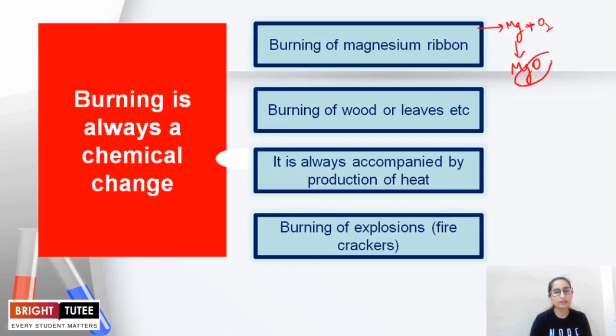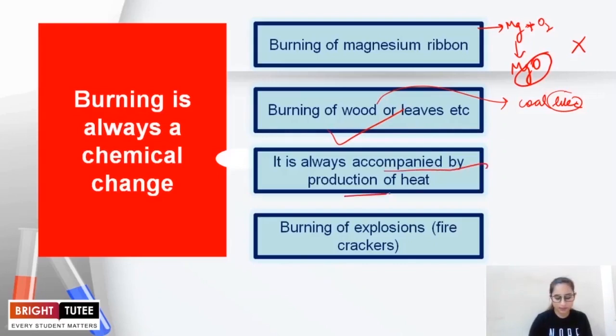Can you obtain magnesium back from magnesium oxide? No, you cannot. It can never be obtained. So burning of magnesium is a chemical change. Then burning of wood or leaves. When you burn wood, it turns into a coal-like substance, right? You cannot obtain the wood back from the coal, and you cannot obtain the leaves back from the burnt leaves. So burning of wood is also again a chemical change.